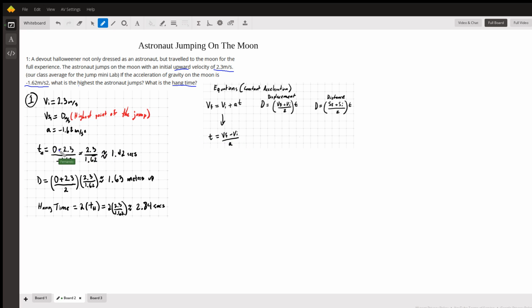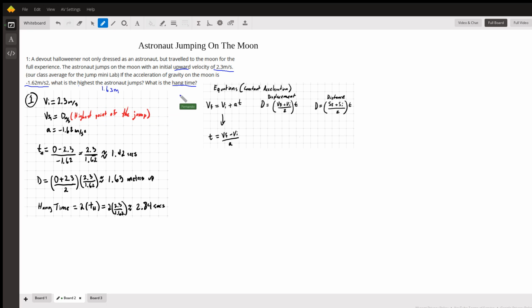So it will be 0 minus 2.3 divided by negative 1.62, which ends up being about 1.42 seconds. Now that I know the time, and I also know the initial and the final, I can calculate the displacement. So it will be 0 plus 2.3 divided by 2 times the time, which is roughly about 1.63 meters up. So the highest that the astronaut jumps is 1.63 meters.